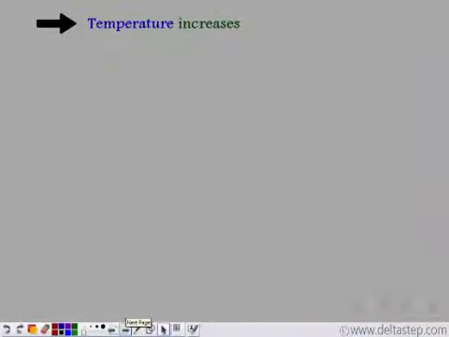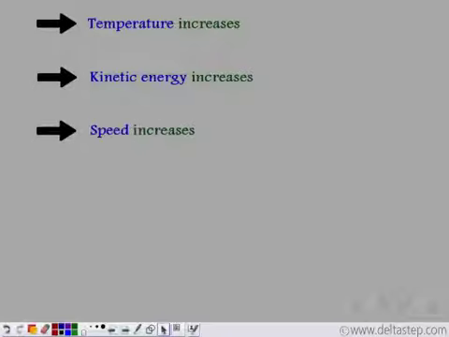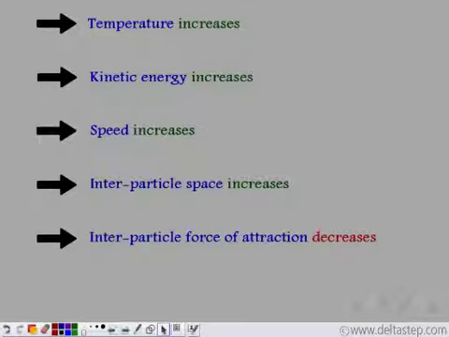Let's revisit this concept of melting. As the temperature increases, that is, as you provide heat energy, the heat energy gets converted into kinetic energy. So the kinetic energy of the particles increases. This increases the speed of the particles. As the particles move with the greater speed, they move away from each other. So the interparticle space increases. This decreases the interparticle force of attraction. And so the solid changes into the liquid, and this is how melting takes place.